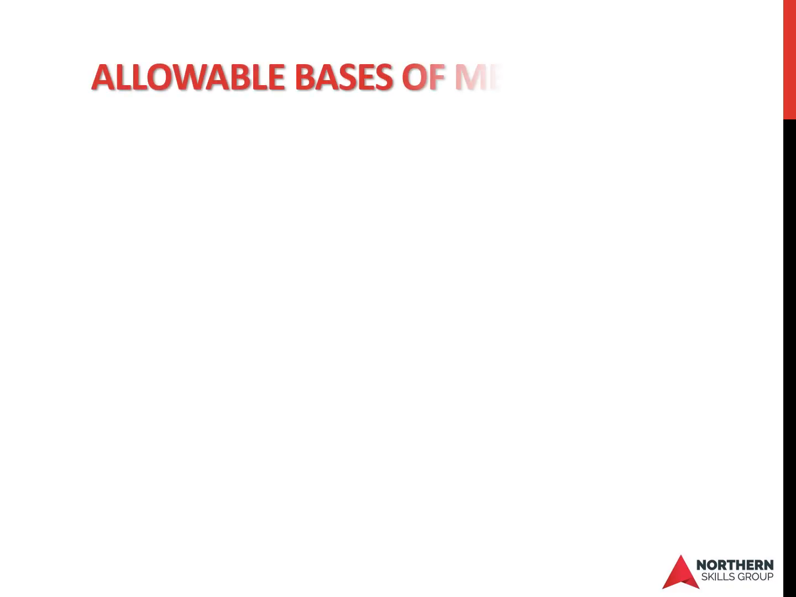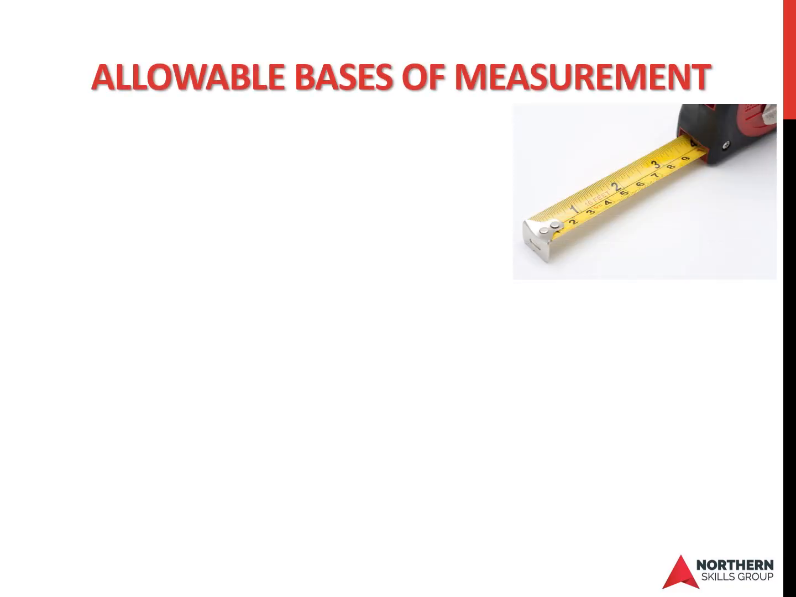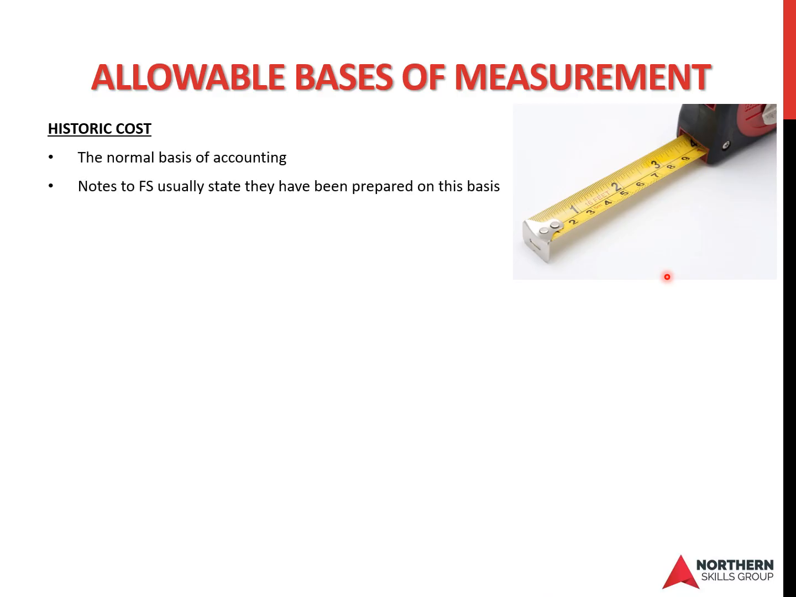Now, although accounts are usually prepared on a historic cost basis, the conceptual framework allows the accounts to be prepared in 4 different ways. Either using the historic cost of assets, and that's what's normally used, and the financial statements will include a note confirming that that's the basis that's been used. But there are 3 other options as well.